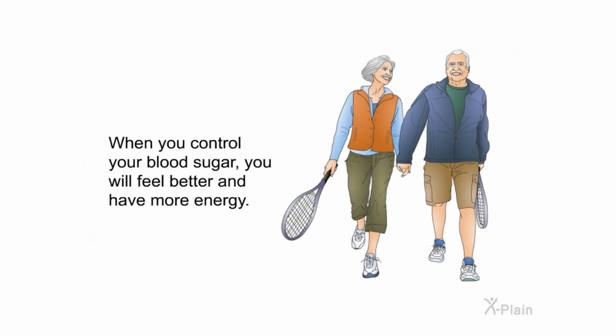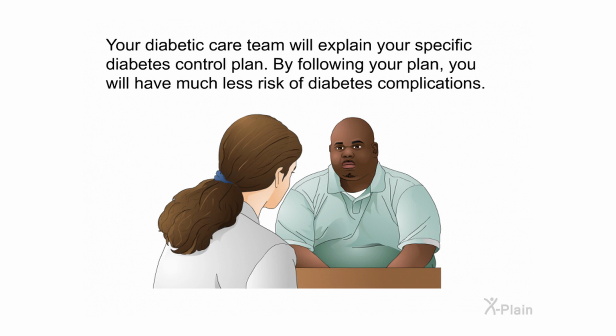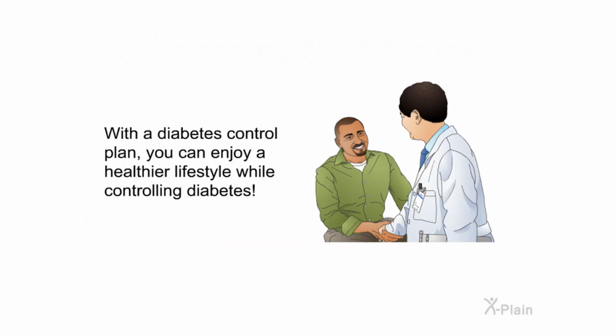Summary. When you control your blood sugar, you will feel better and have more energy. You can successfully manage your diabetes with diet plan, blood sugar testing, exercise, prescribed medication, good hygiene, learning about diabetes. Your diabetic care team will explain your specific diabetes control plan. By following your plan, you will have much less risk of diabetes complications. With a diabetes control plan, you can enjoy a healthier lifestyle while controlling diabetes.